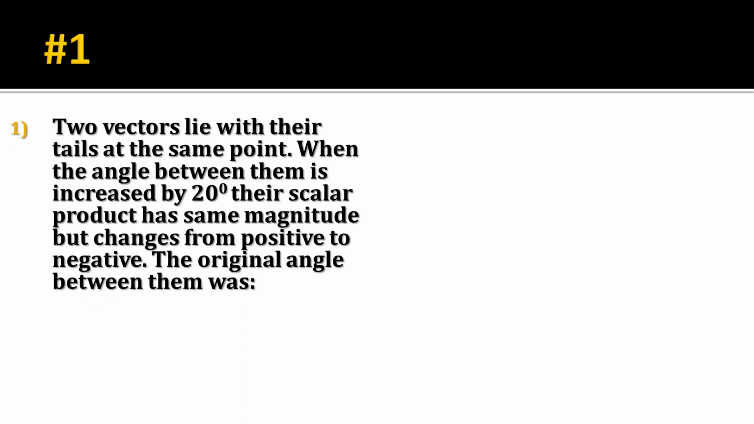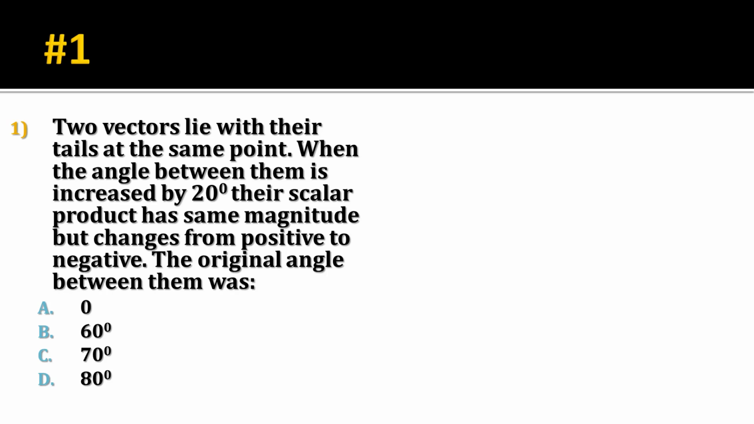When the angle between them is increased by 20 degrees, their scalar product has the same magnitude but changes from positive to negative. The original angle between them was: option A, 0; option B, 60 degrees; option C, 70 degrees; and option D, 80 degrees. Okay, so what we will do, we will check this out.